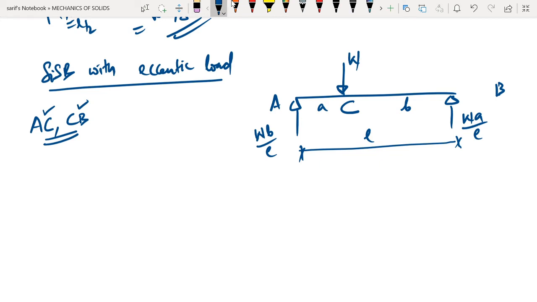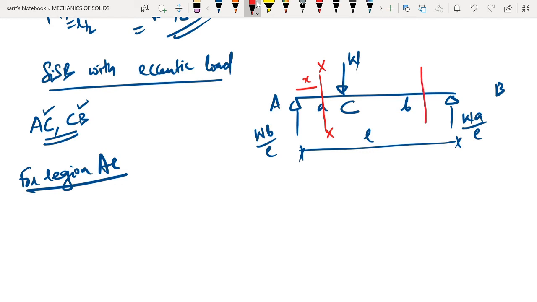So for region AC, this is what we are going to do. Let us say we will be considering a section XX at a distance X. The origin will be A, and if we are considering CB, again we will consider a section XX, and this time we will consider the origin as B. The reasons for this we have already discussed in the first lecture when we considered a simply supported beam with a central concentrated load.